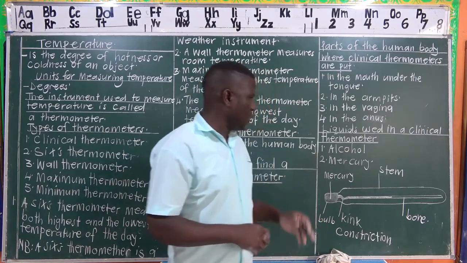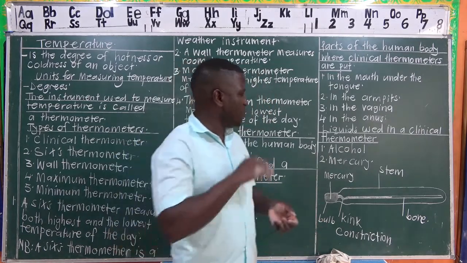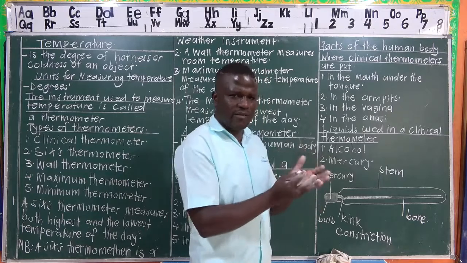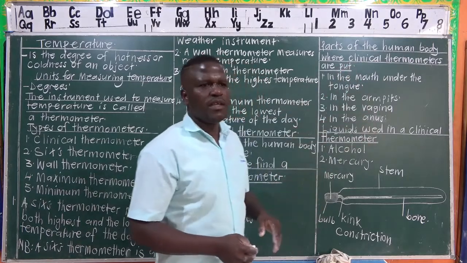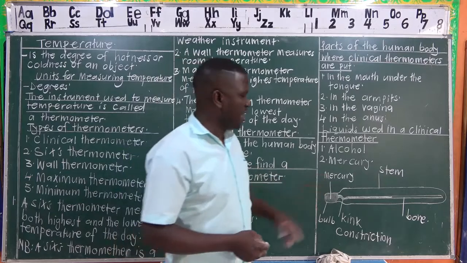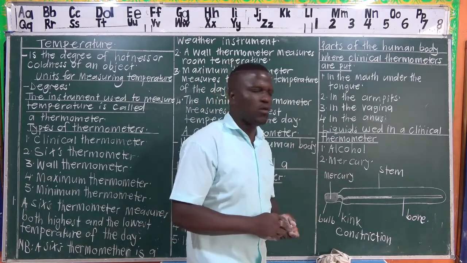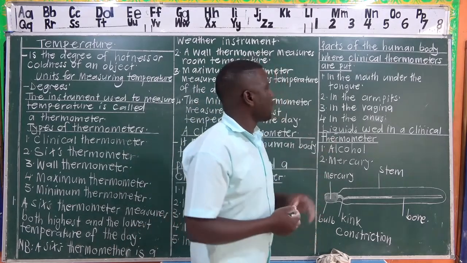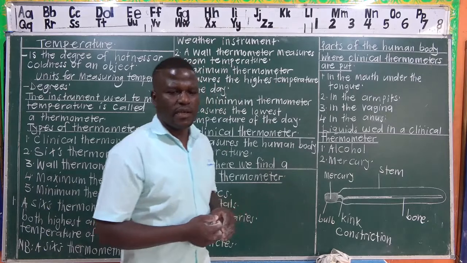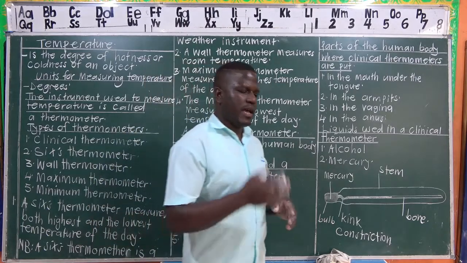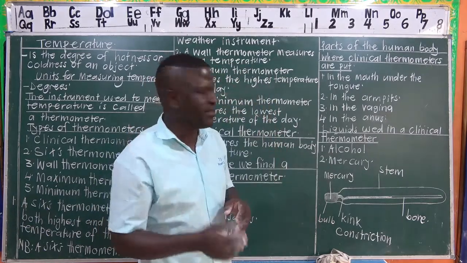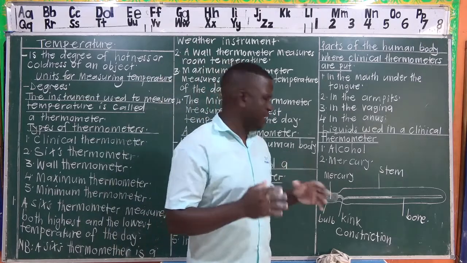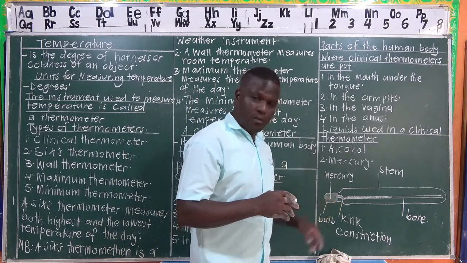This bulb can be put in the anus, because if it's put in the anus, the whole bulb is covered. So you find that all these parts of the body that we have mentioned cover the bulb. That's why those parts are suitable for the clinical thermometer. So you cannot put a clinical thermometer on the forehead, on the head, or in the ears. All those parts will not cover the bulb.